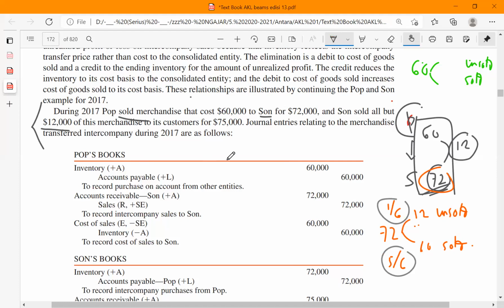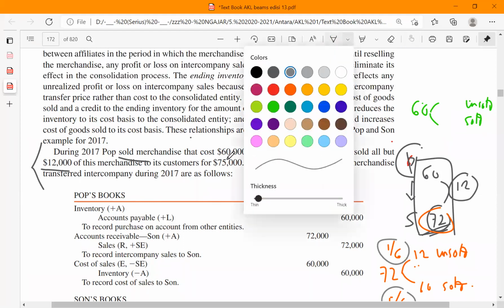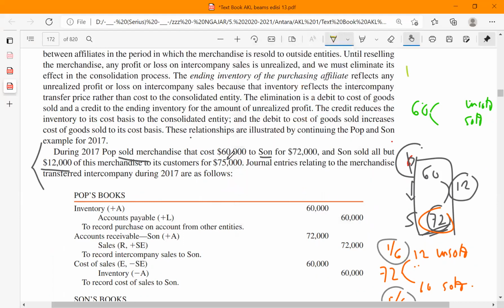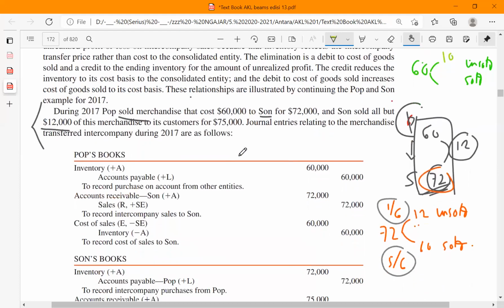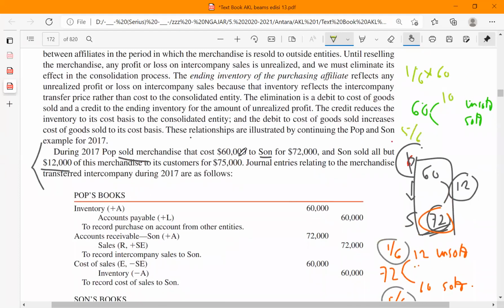So for the unsold inventory, we can compute that the number is 1 per 6 times 60, right? We get the original number of the unsold inventory, which is 10. Okay, and then for the sold proportion, which is 5 per 6, times 60, it means that the sold inventory is 50, or you just subtract 60 minus 10, and we get this number. Okay, so what does it mean?